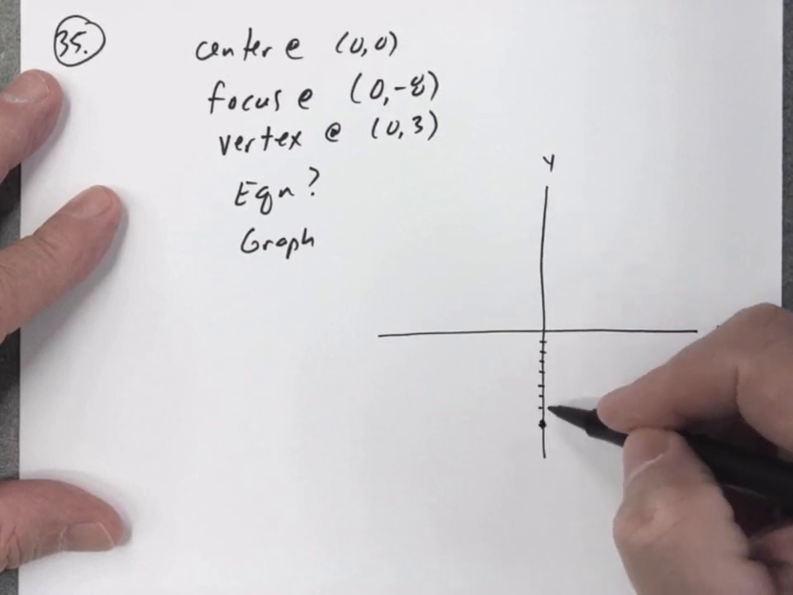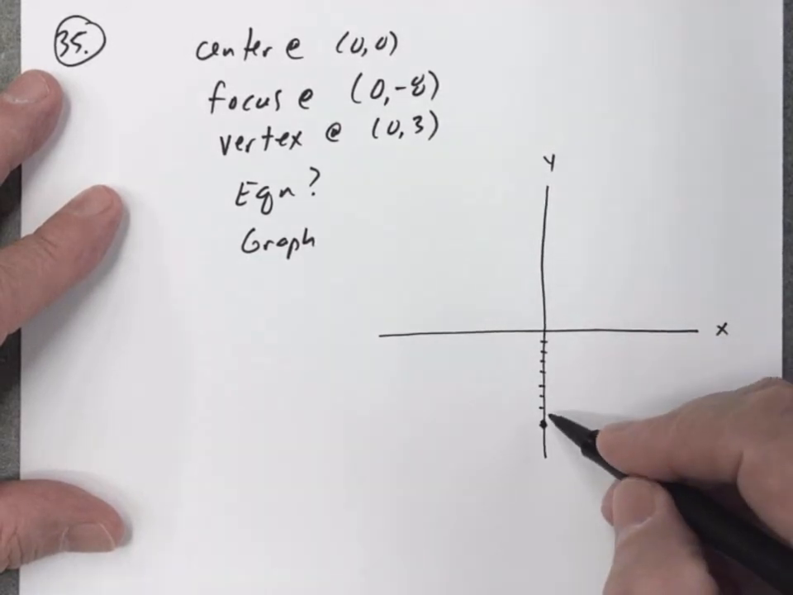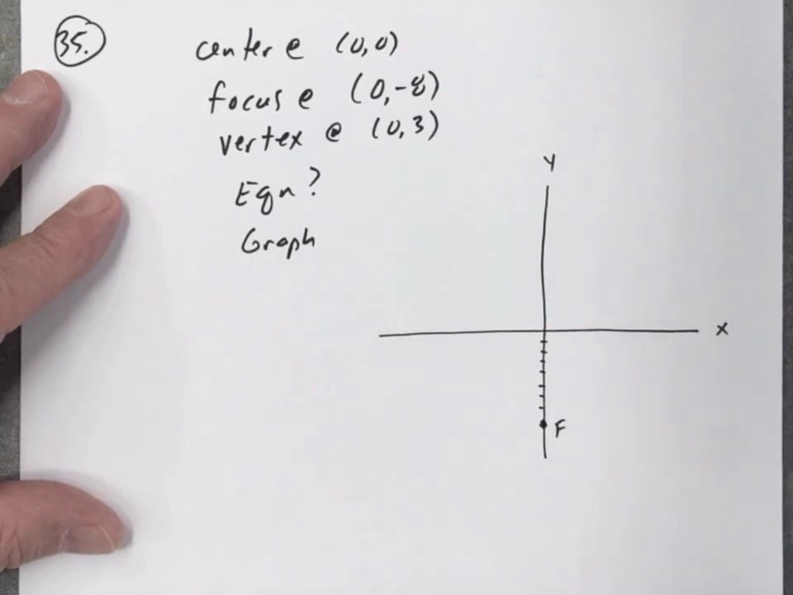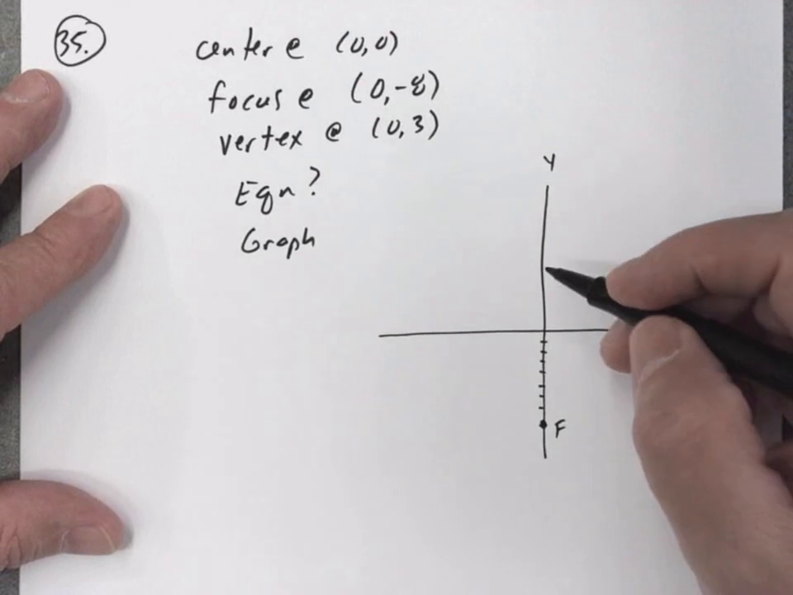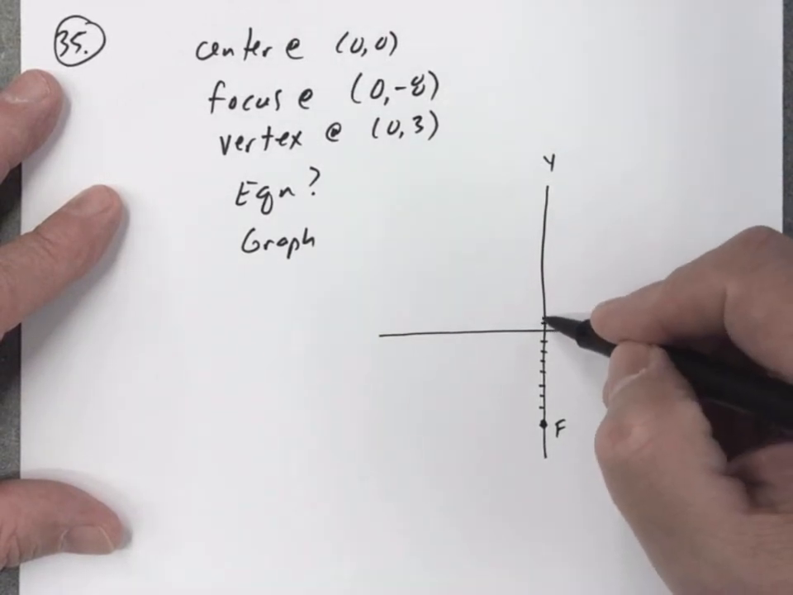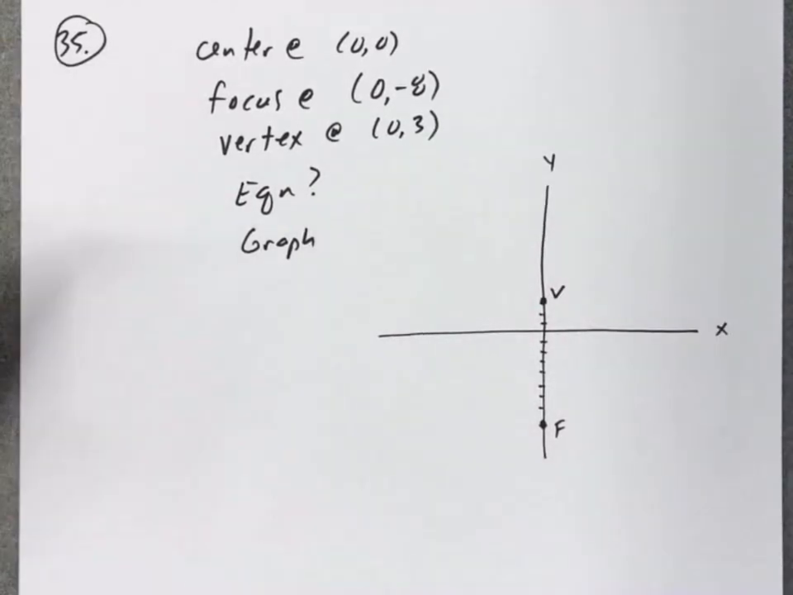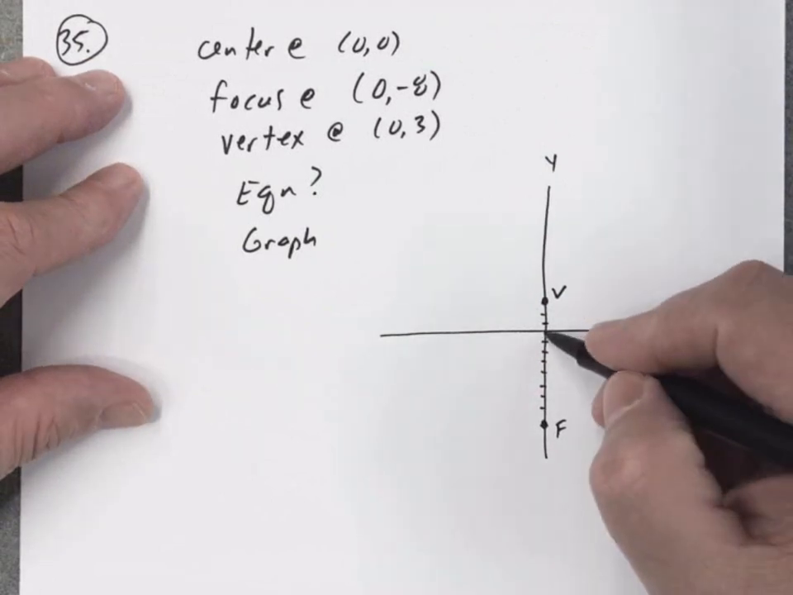So the focus is a little bit like a parabola. The focus is inside one side of the hyperbola. And the vertex 0, 3. Of course, there are two vertices. Obviously, with both of these being on the y-axis, we're going to have an up and down hyperbola, and the center is at 0, 0.